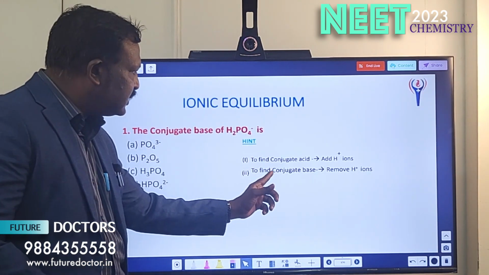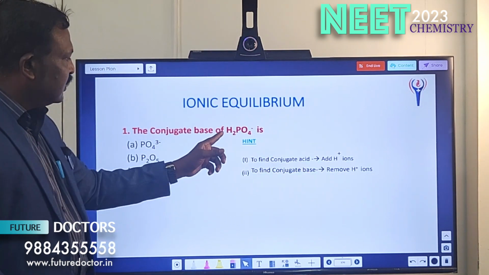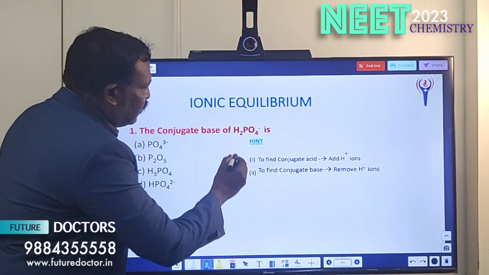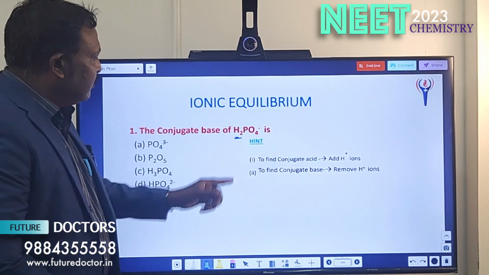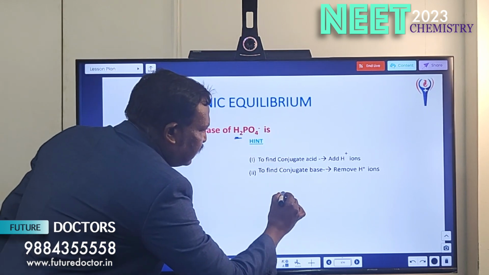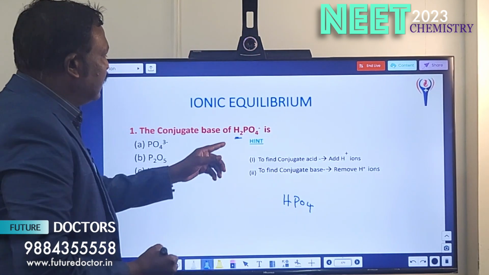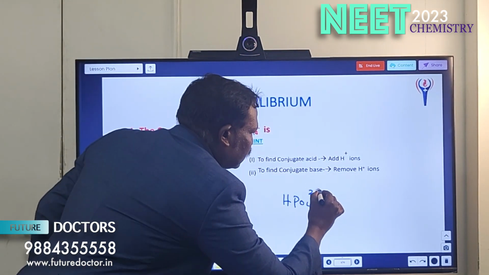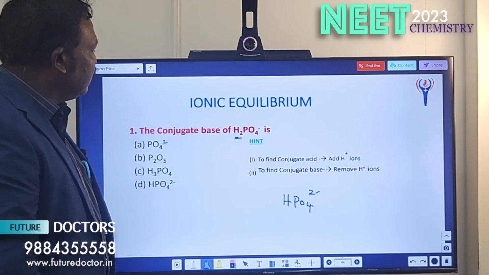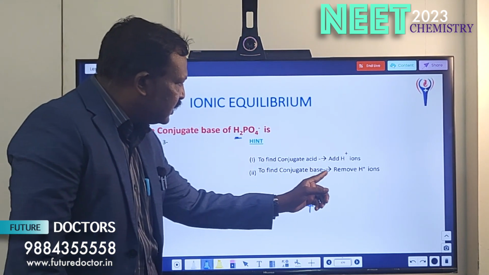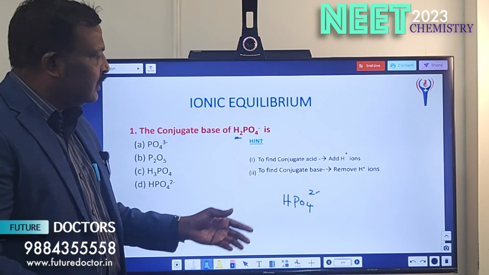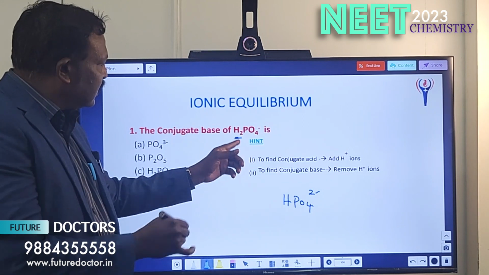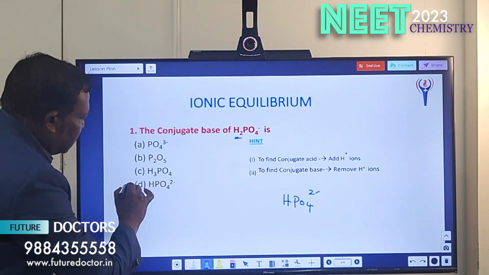So for the conjugate base, remove one H plus ion. If you remove one H plus ion from this, what do we get? We get HPO4. Already one minus is there, so one more minus will come, that is 2 minus. Are you following? To find the conjugate base, remove an H plus ion. This is the formula, this is the hint. If you know this, you can find it easily. So among these, D is the correct answer.